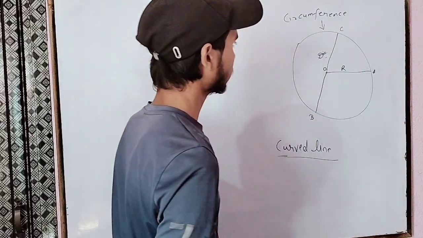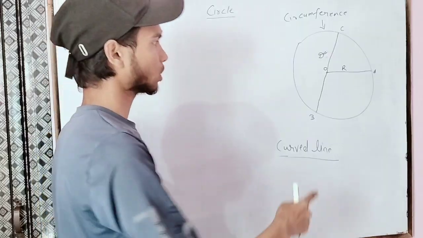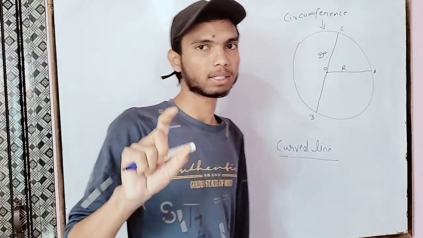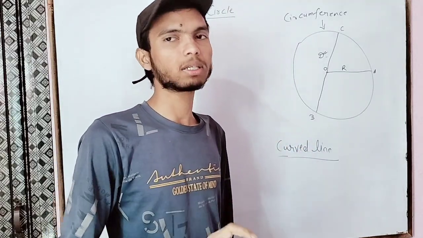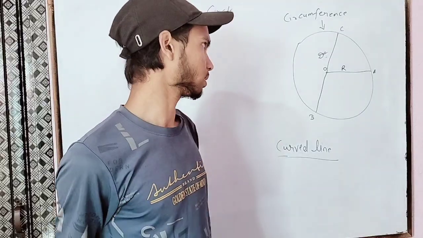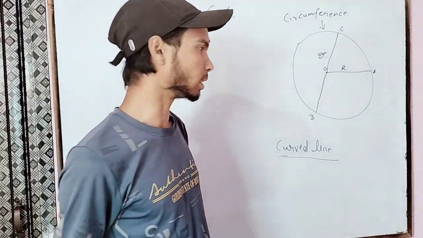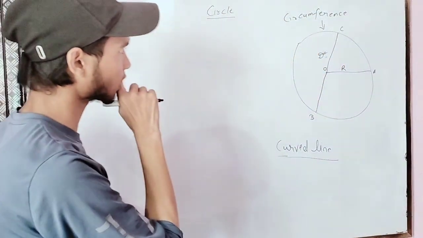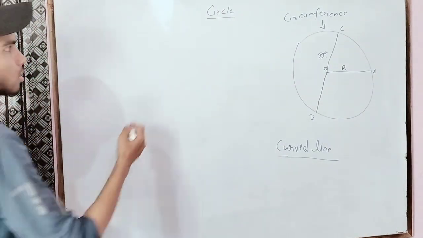So the diameter is just two radii. Half the diameter is a radius, and two radii in a straight line make a diameter. Now what else? From here we understood this. Now next.